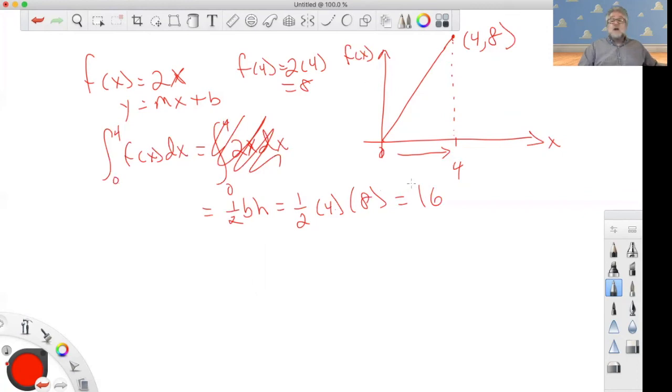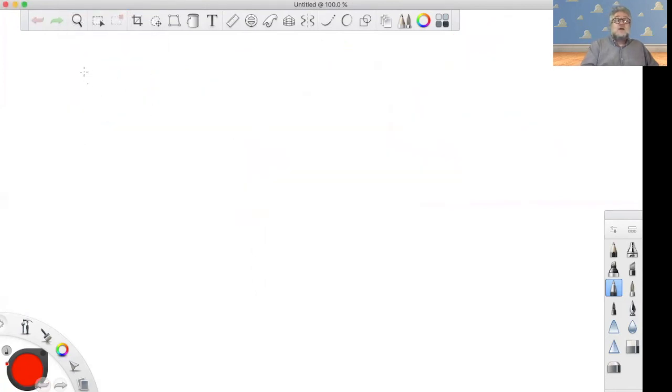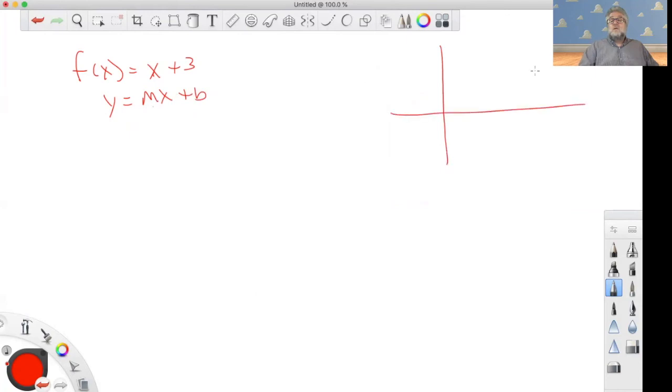So that would be our area underneath it. Okay, so triangles we like. Those are okay. But what if we have f of x equals x plus 3? Now this still looks like y equals mx plus b to me. A slope of 1, a y-intercept of 3. So 1, 2, 3, and a slope of 1.